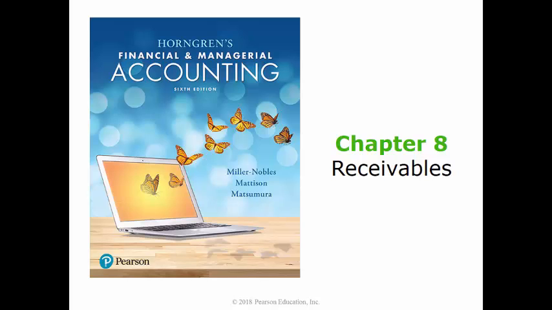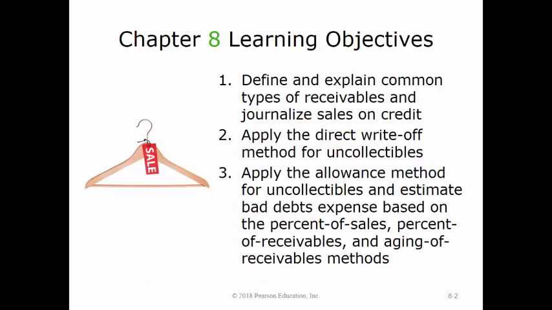Presentation is for Accounting 221, Accounting Principles 1, Chapter 8, Receivables. The first three learning objectives for Chapter 8 are to define and explain common types of receivables and journalize sales on credit, to apply the direct write-off method for uncollectibles, and to apply the allowance method for uncollectibles, and estimate bad debts expense based on the percent of sales, percent of receivables, and aging-of-receivables methods.